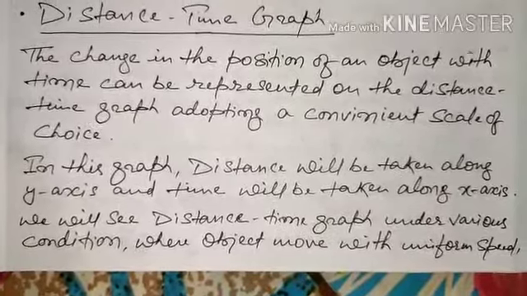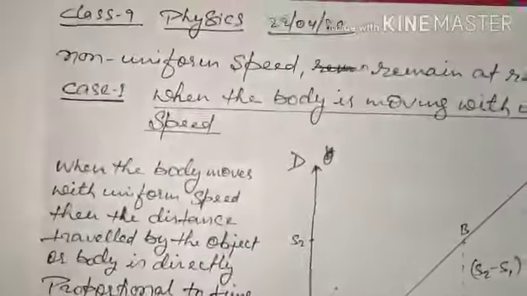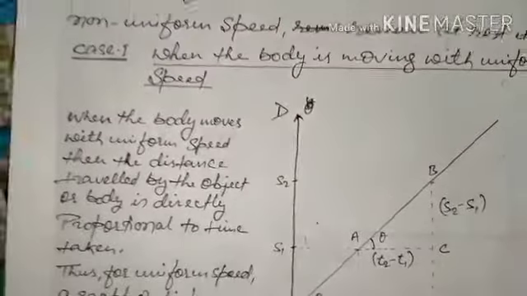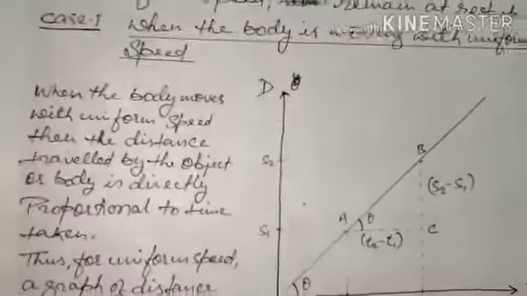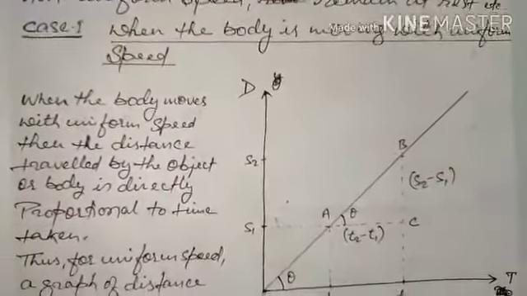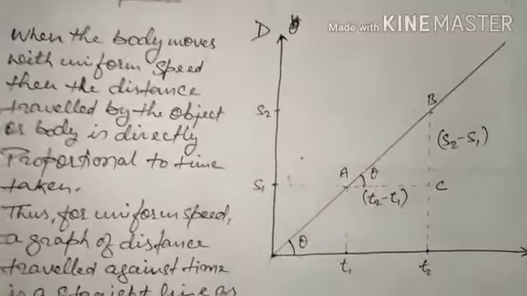We will see distance time graphs under various conditions where an object moves with uniform speed, non-uniform speed, remains at rest, etc. Now one by one we'll see 3 cases: when the object is moving with uniform speed, when the object is moving with non-uniform speed, and when the object is at rest. So 3 things we are going to discuss in this video.